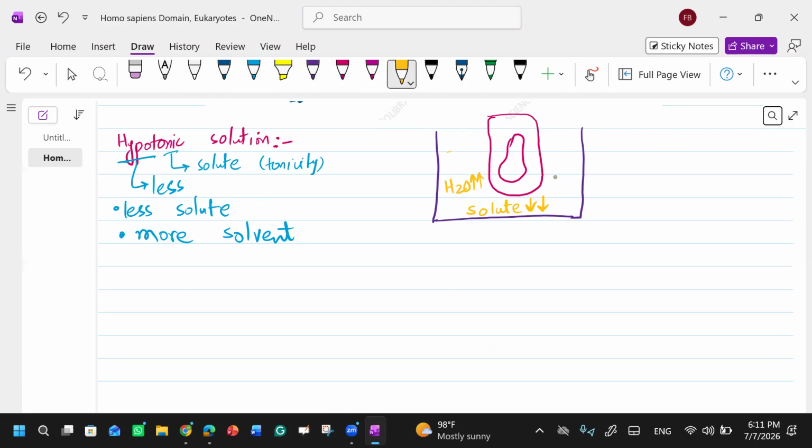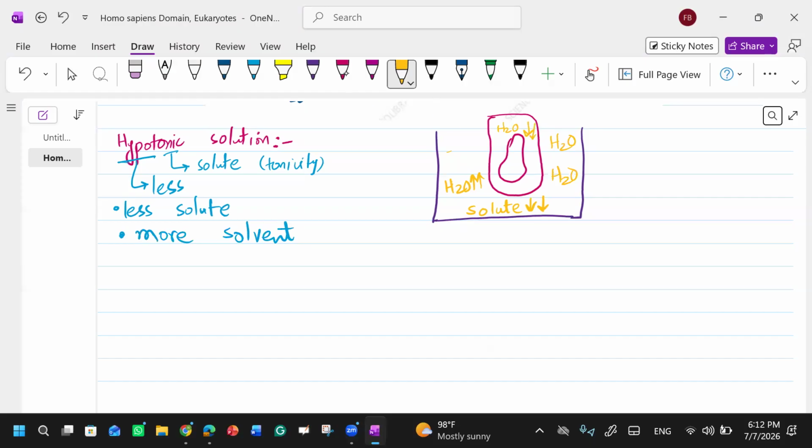Okay, this solution has what? More water. There is more water in this solution. Now, if there is more water in the solution, what about the cell? Inside the cell, if you compare, outside there is more water, so definitely inside the cell water will be less. Okay, water will be low.